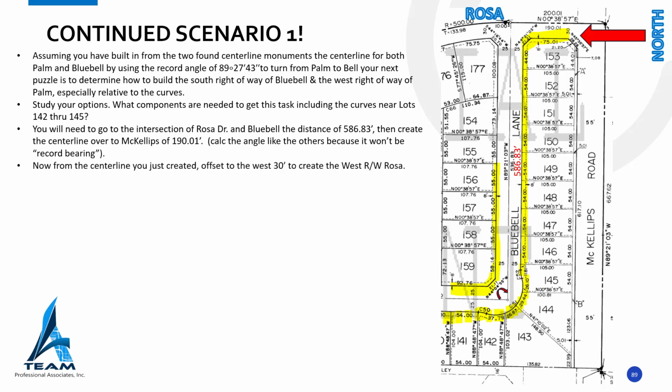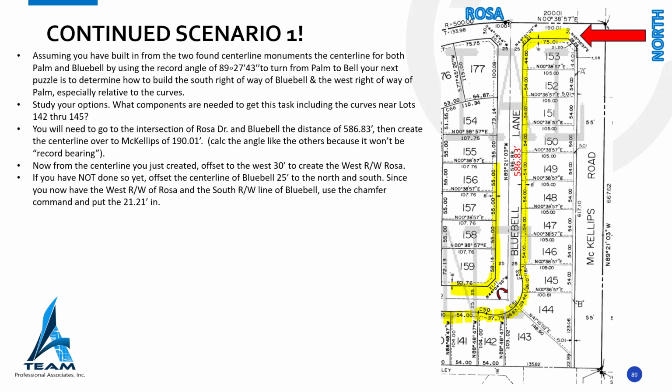So now from the center line you just created, offset to the west, down to this, 30 feet to create the west right-of-way line of Rosa. I don't think we need the north line, or we don't have any of that information right now anyway. But it gets this line then. If you were to offset that line, it would have a line that would go out here like this. That's fine. And then if you have not done so, I think we did already, offset the center line of Bluebell 25 feet to the north and south. Once you got this created, you would offset that 25 feet and this 25 feet, and you would have this big long line up here. That's fine. And you'd have some danglers that you've got to trim and extend.